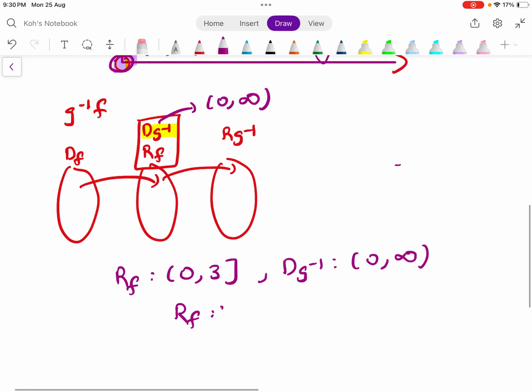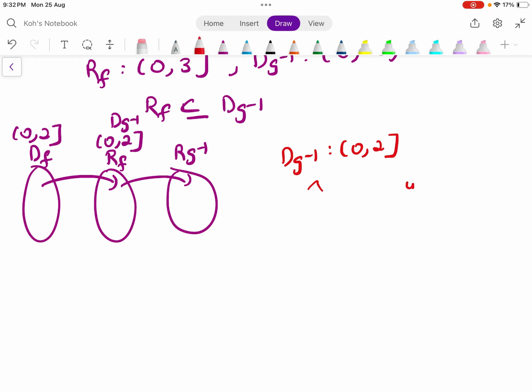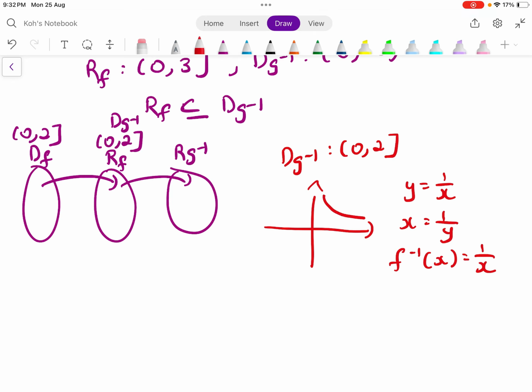Okay, then of course for the range of g inverse, we know that g inverse is actually just self-inverse, because y is equal to 1 over x. Then if I want to do the inverse, I simply just let x be the subject. Then of course g inverse of x will give you 1 over x. So it's like a self-inverse function like that. Okay, then definitely I will draw a rough sketch. So this is your 1 over x graph.